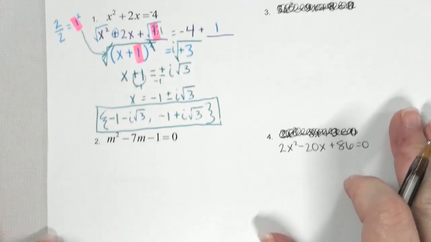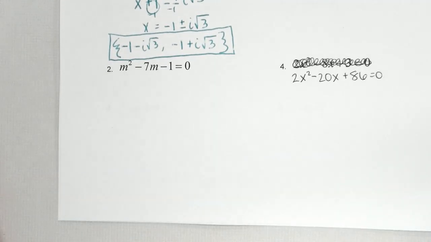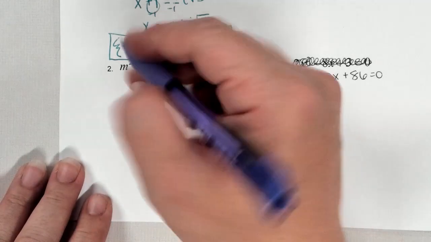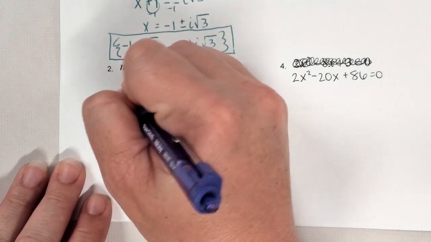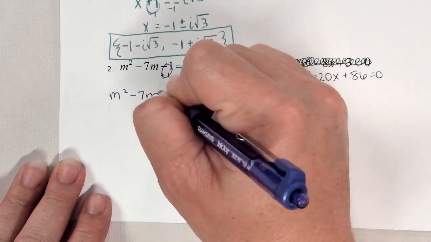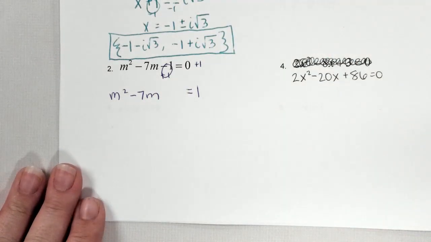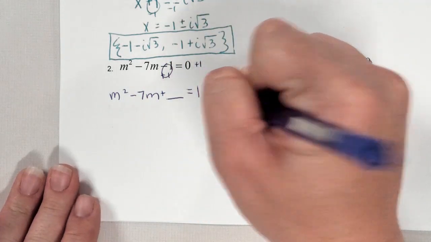Okay, so look at number 2. Is it set up yet? What do I need to do? Move the 1. So I'm going to add 1 to both sides. And I have m squared minus 7m, leave space, equals +1. If you don't leave space, it's not a big deal. You're just going to have to rewrite it again, though. So I'm going to do plus something plus something.